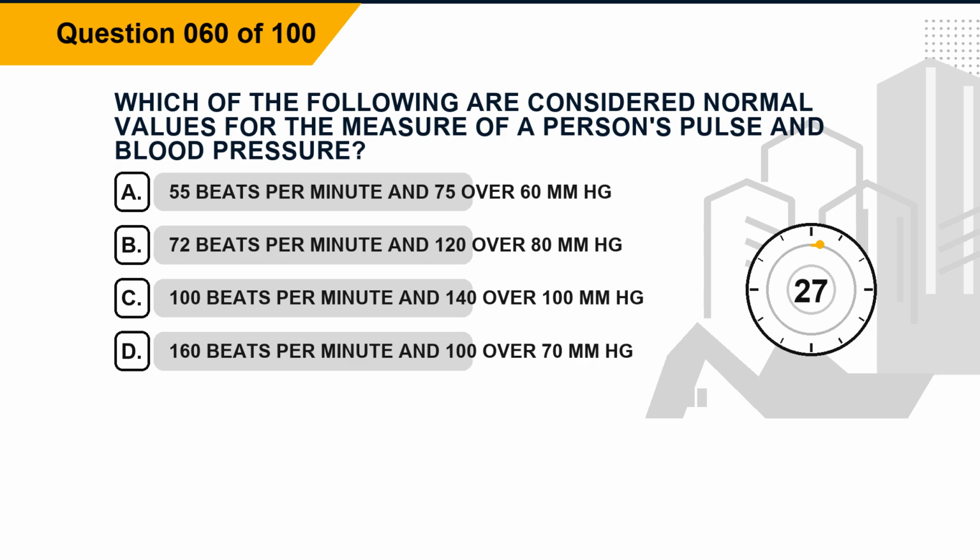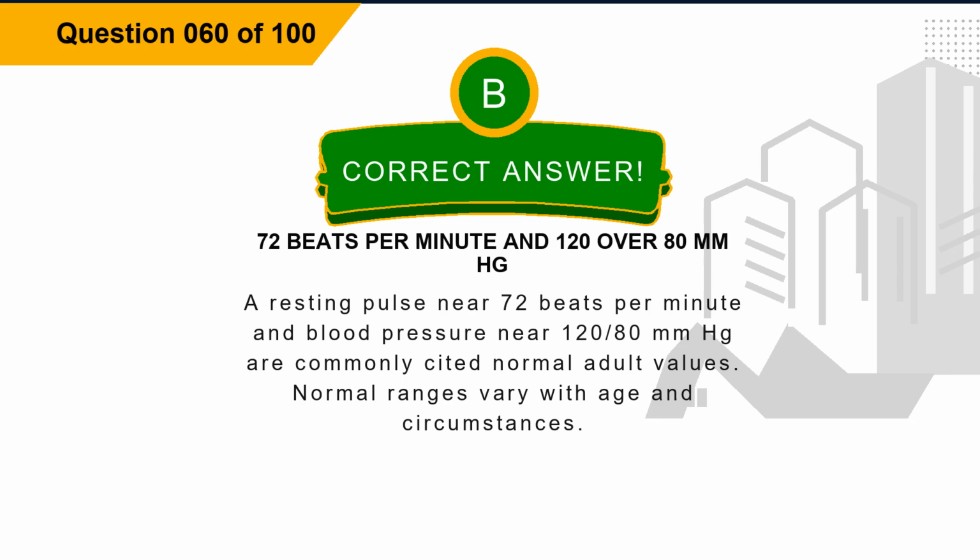Question 60. Which of the following are considered normal values for the measure of a person's pulse and blood pressure? Option A, 55 beats per minute and 75/60 mm Hg. Option B, 72 beats per minute and 120/80 mm Hg. Option C, 100 beats per minute and 140/100 mm Hg. Option D, 160 beats per minute and 100/70 mm Hg. The correct answer is option B. Explanation. A resting pulse near 72 beats per minute and blood pressure near 120/80 mm Hg are commonly cited normal adult values. Normal ranges vary with age and circumstances.